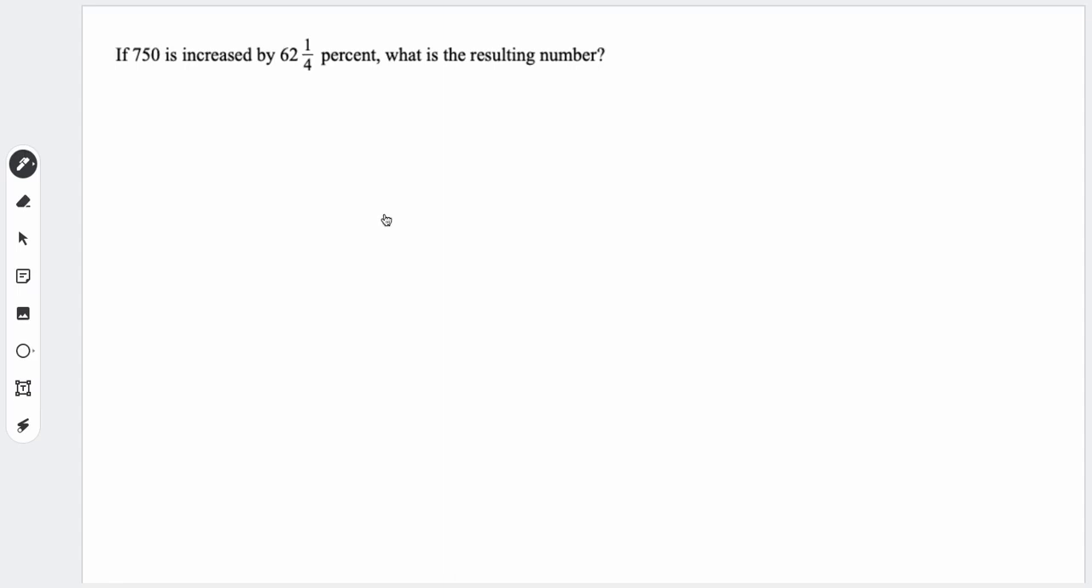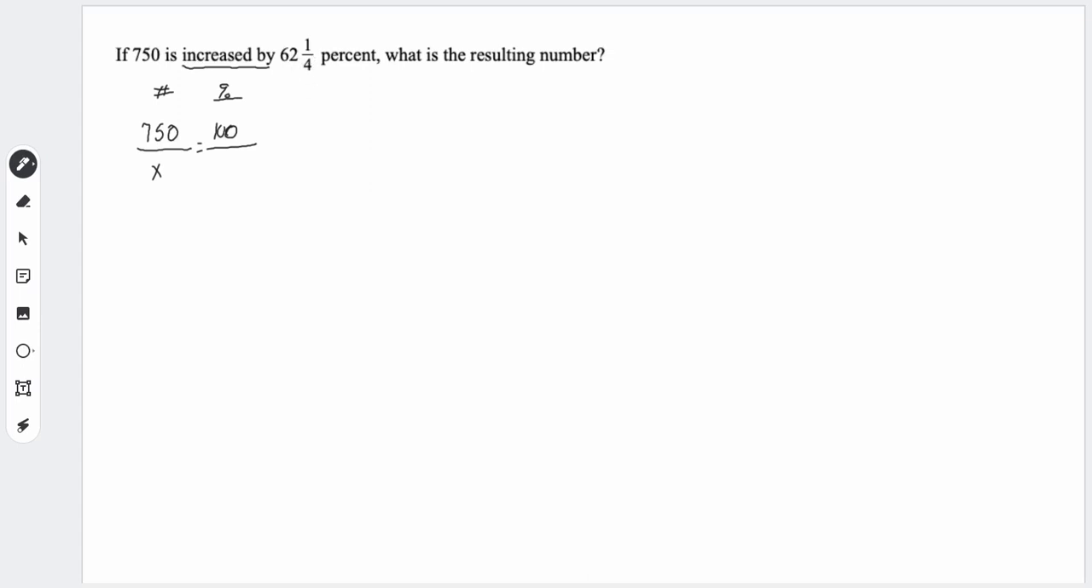So this says if 750 is increased by 62.25%, what is the resulting number? So it is increased by, so 750, that's the number. And the original percent, that's 100%, right? Not 1,000, 100. So 100% is equal to 750. So now, that's the first event. The second number, we don't know. But we know that it's increased by 62.25.